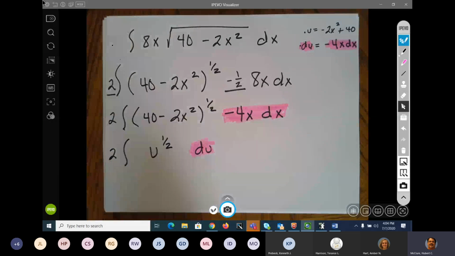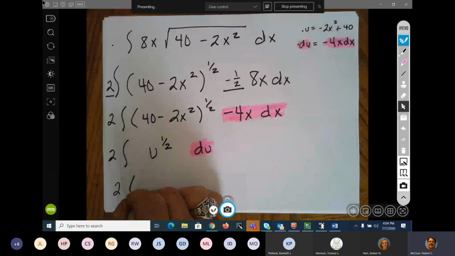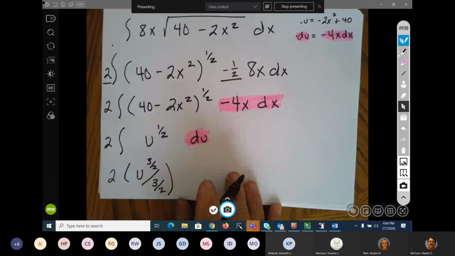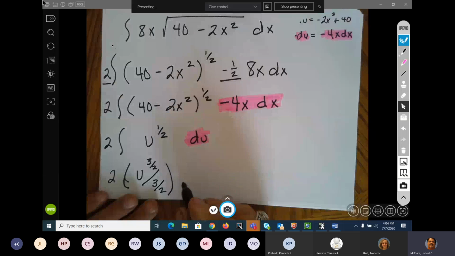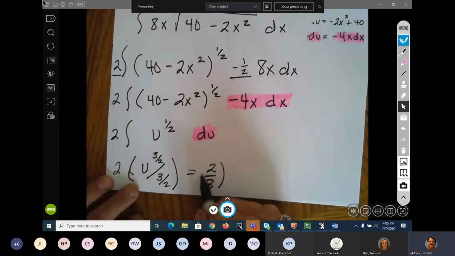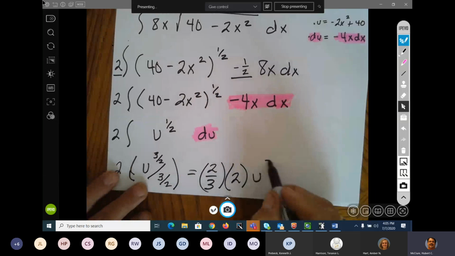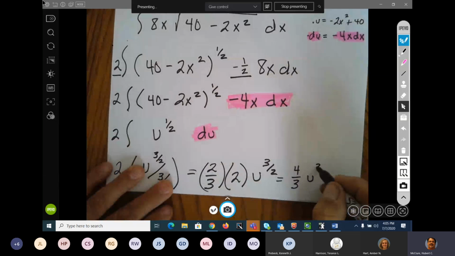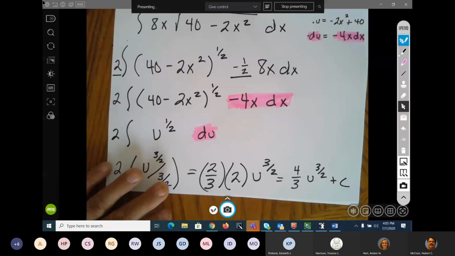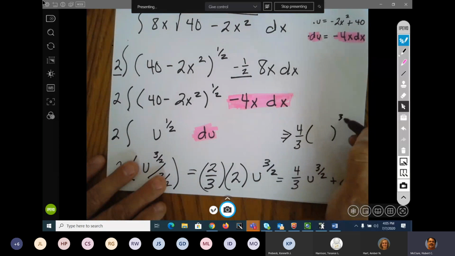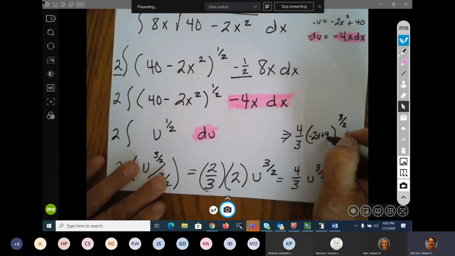All right, so that's going to be 2 times u to the 3/2 over 3/2, which is equal to 2/3 times 2 u to the 3/2, which is 4/3 u to the 3/2 plus c, which is 4/3 times negative 2x squared plus 40, to the 3/2, plus c.